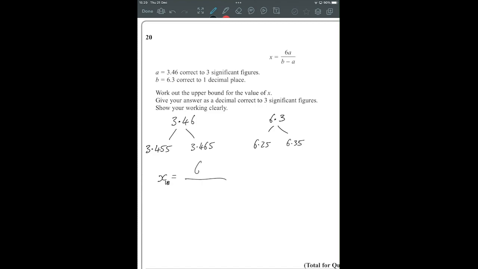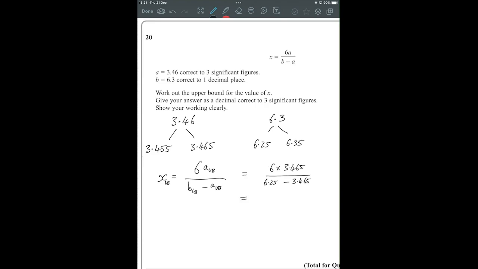If I want to make this as big as possible, I want to use the upper bound on the top. I want to make the top as big as possible, whereas I want to make the bottom as small as possible. Well, to make the denominator small, I need to choose B to be as small as possible, and also subtract off the biggest possible A. That's convenient because now we're using the same bound for A on the top and the bottom. Let's make sure I get A and B the right way around. 6 lots of the upper bound over the lower bound of B minus the upper bound of A.